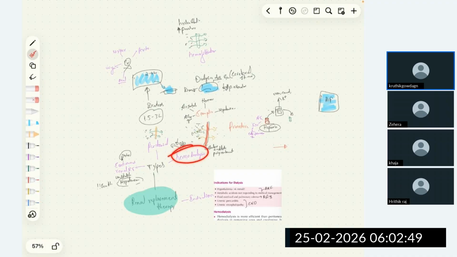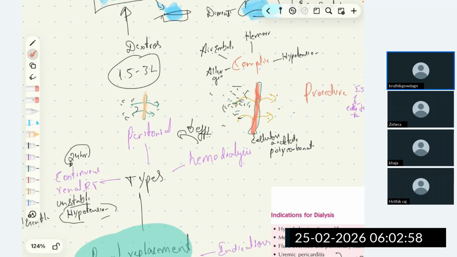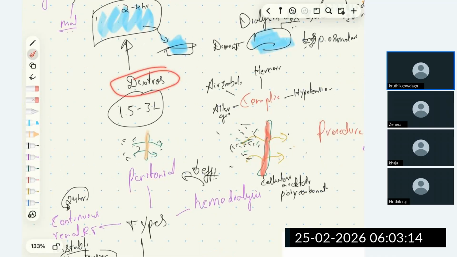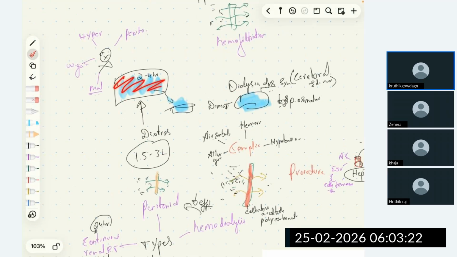Let's go for peritoneal dialysis. In peritoneal dialysis, the principle is the same. The solutes move from a region of higher concentration to lower concentration, but here the semi-permeable membrane is the patient's own peritoneal membrane. What is the procedure? Now, we will infuse dextrose solution, up to 1.5 to 3 liters, into the peritoneal cavity of the patient. This solution is deficient in solutes.